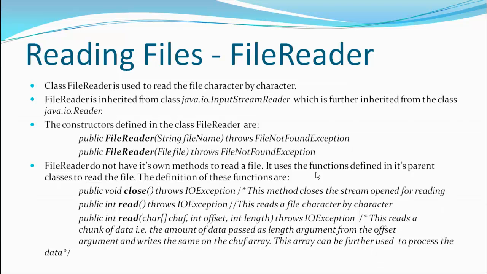that is some amount of data passed as the length argument from the offset argument, and writes the same on the cbuf array, that is the input buffer that is passed. We have two integers, offset and length. Depending on offset and length, the chunk of data that is supplied is read by this second flavor read method.